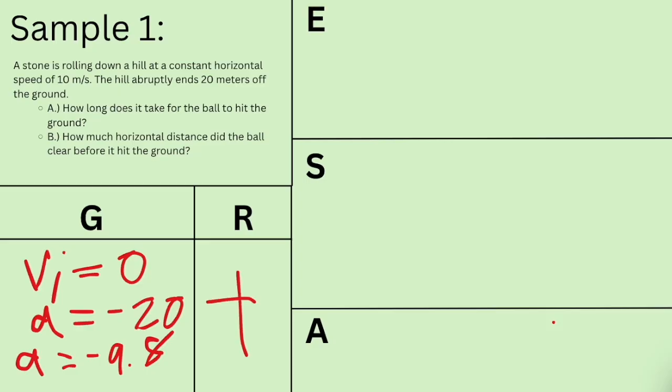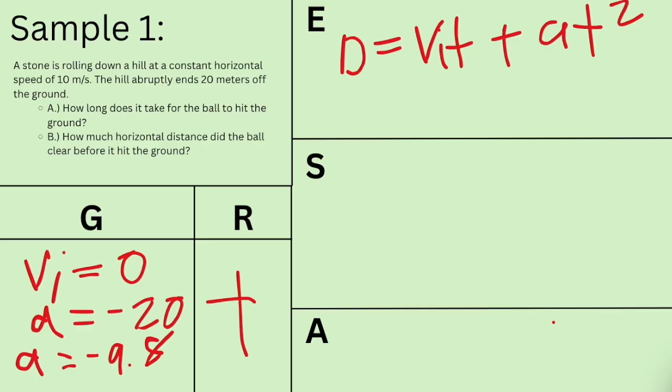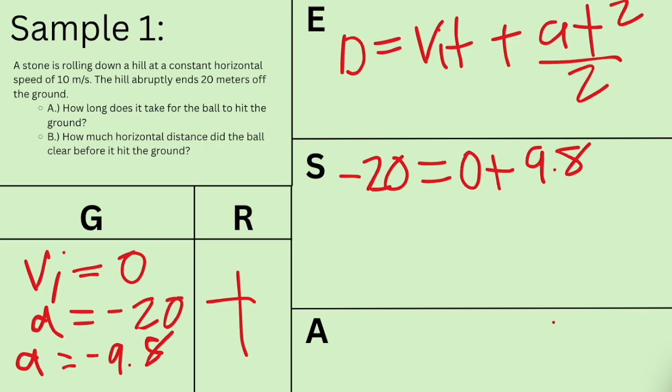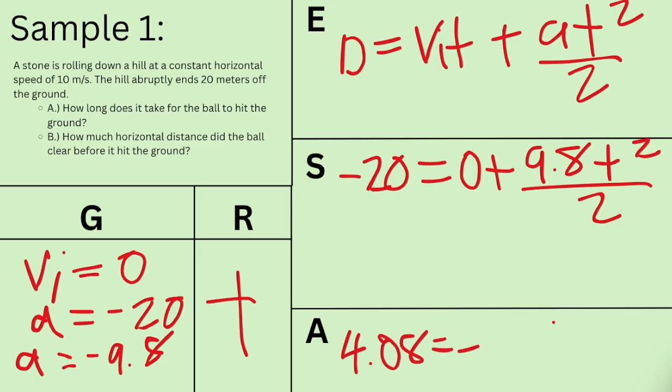For the equation, we should use one of the basic kinematic equations. The one we'll be using is distance equals initial velocity multiplied by time added by acceleration multiplied by time square over 2. When we plug in the given, we get negative 20 equals 0 plus 9.8 t square over 2. Our answer now will be 4.08 equals t squared. And when we simplify that, we get 2.02 seconds equals time.